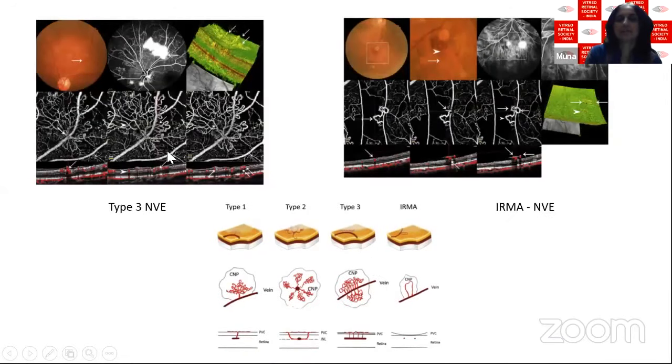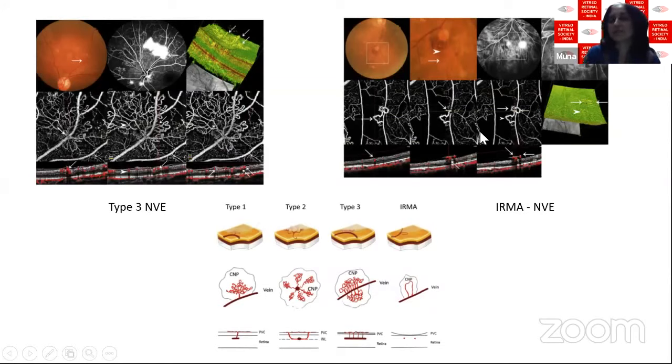Then you have type 3 neovascularization, which most of us would dread if the patient had to undergo surgery, where you see multiple stalks coming within the retinal surface, growing on the ILM, and then subsequently into the vitreous cavity, and this is what it looks like.